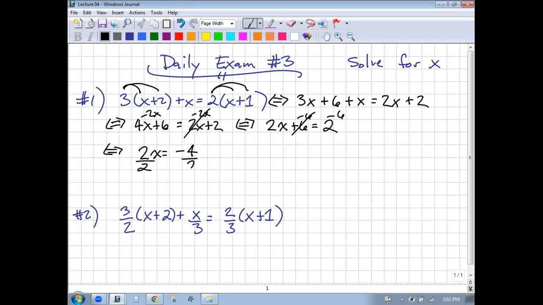So let's divide both sides by 2, because 2 over 2 is just 1. So x here is negative 4 over 2. 4 over 2 is 2. And then we put a red box around our answer. Any questions about this?